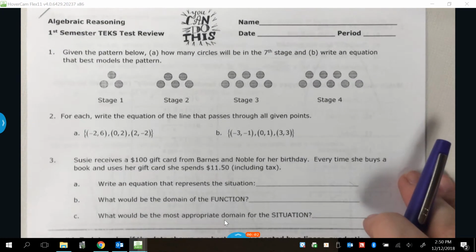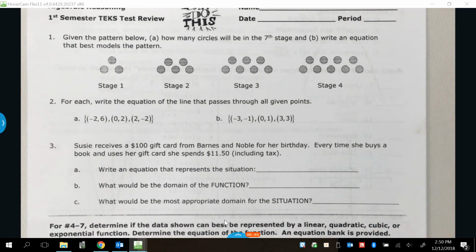Alright, y'all, algebraic reasoning TEKS test is tomorrow. Okay, so let's get started.